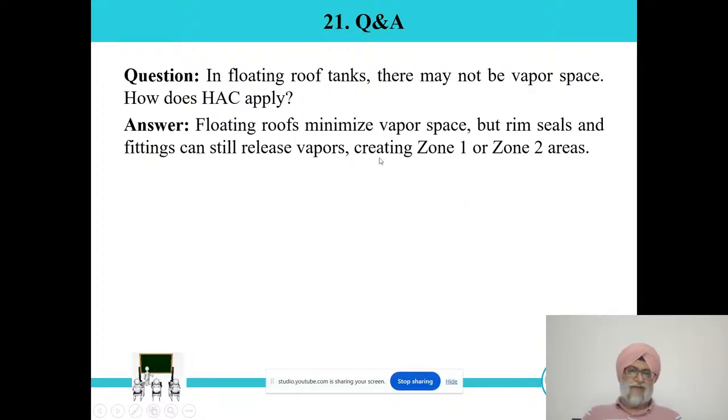Question number 21. In a floating roof tank, there may not be vapor space. How does HAC apply? So floating roof, minimum vapor space, but rim seals and the fittings can still release the vapors, so that they are creating zone 1 or 2. So we should consider this one.